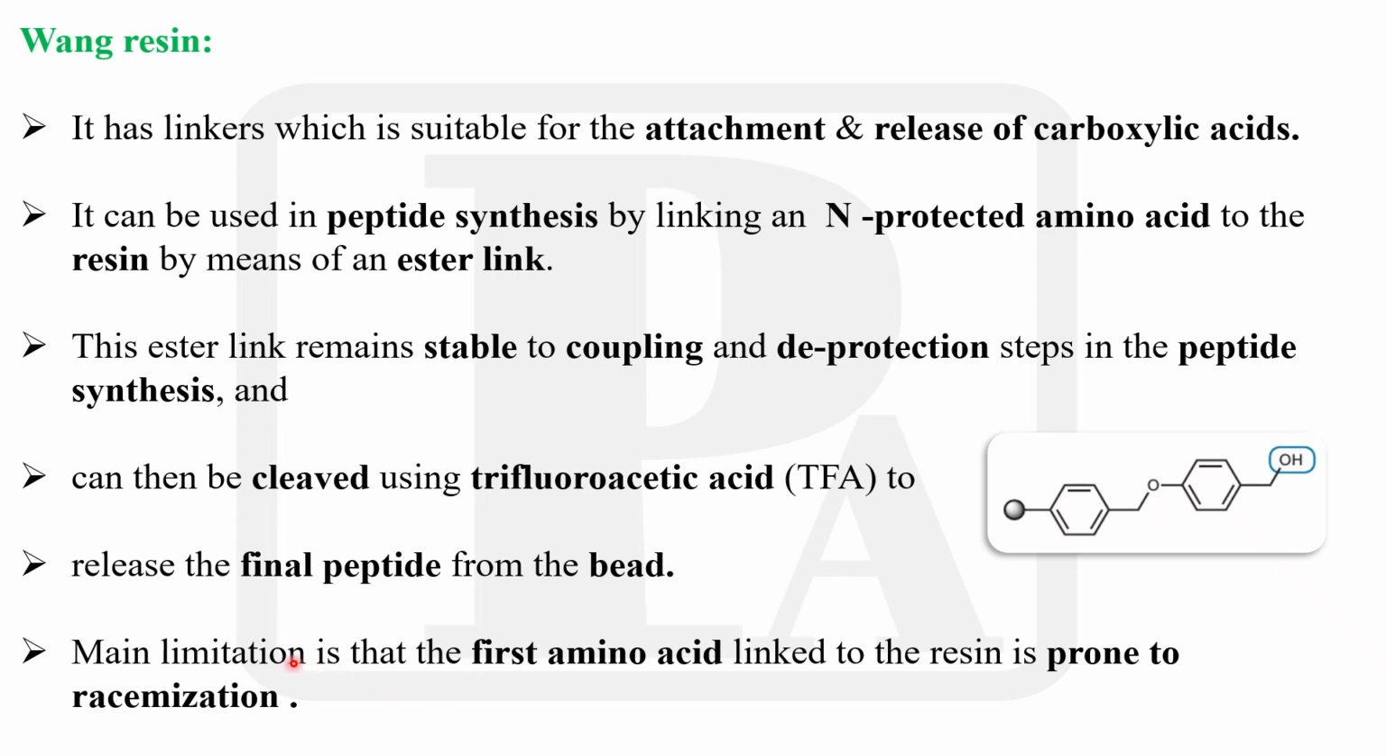So what is the main limitation for this? The first amino acid has chances of racemization, that is, it is prone to racemization. So this is an example for Wang resin. This is mainly specific for carboxylic acids.